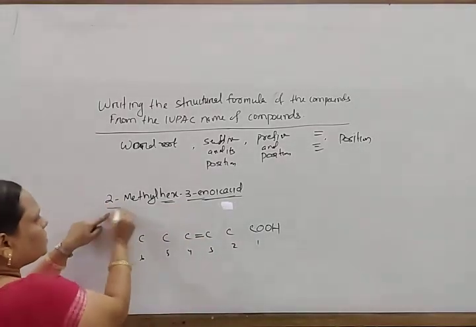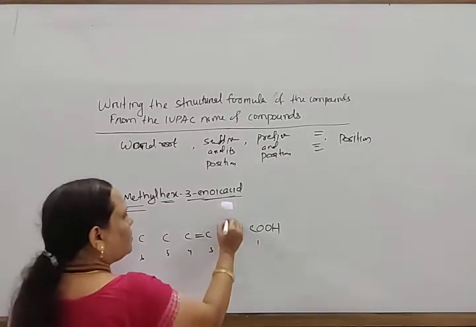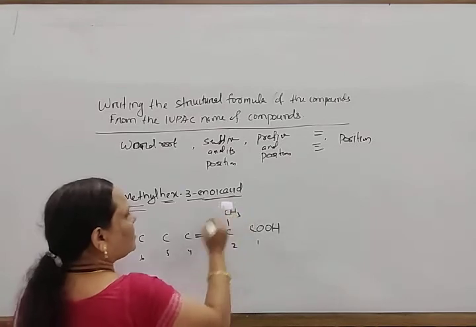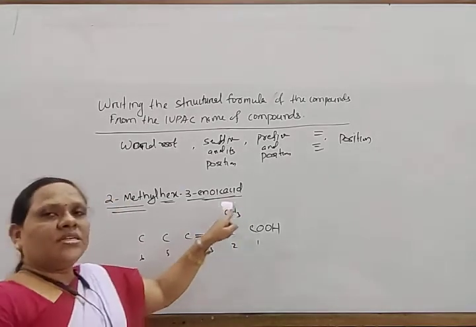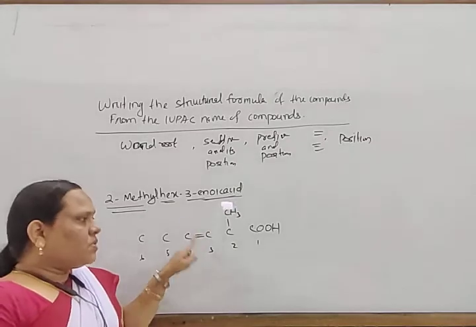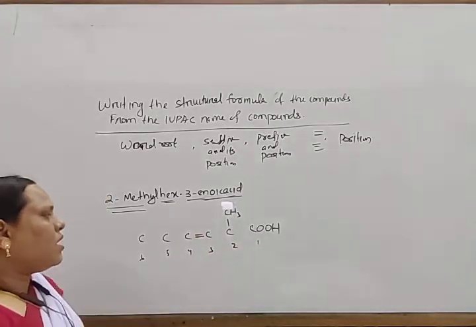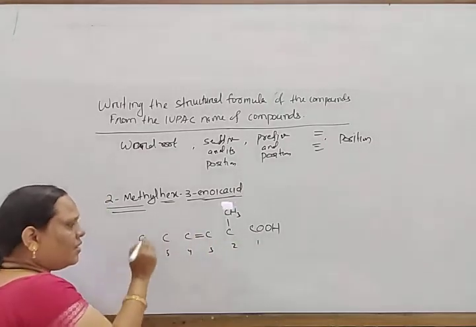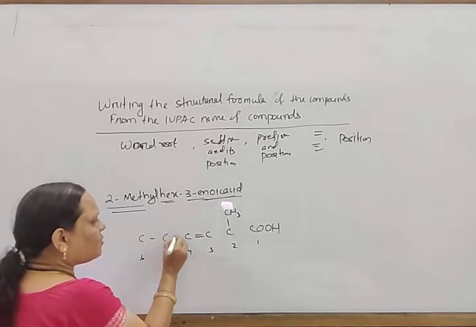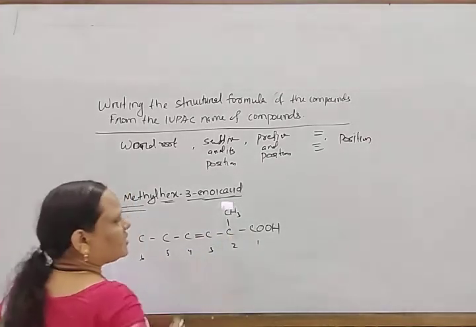And at 2 position, methyl is there. So at 2, methyl is there. Okay. So substituents methyl, double bond position, functional group position. Now satisfy the link of all the carbon atoms by single bonds.